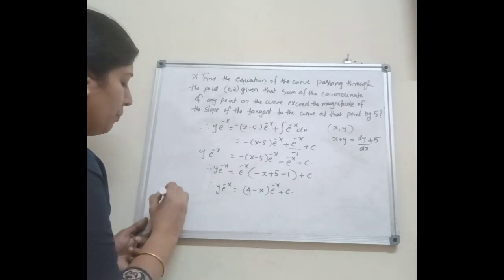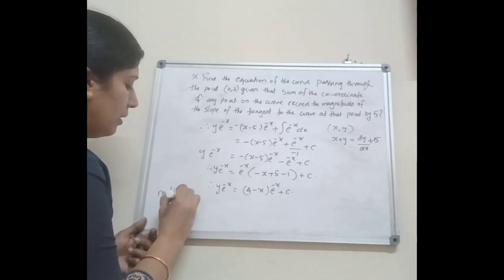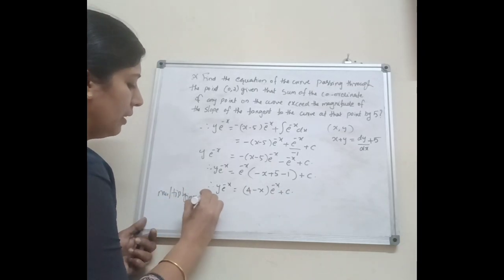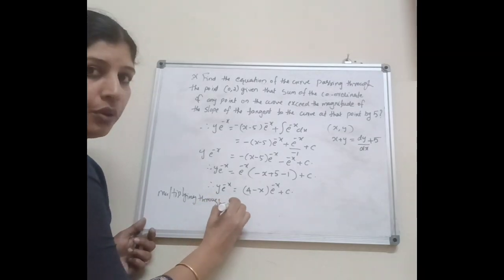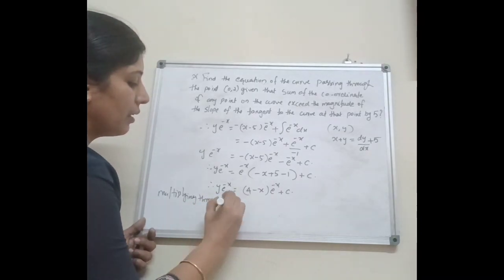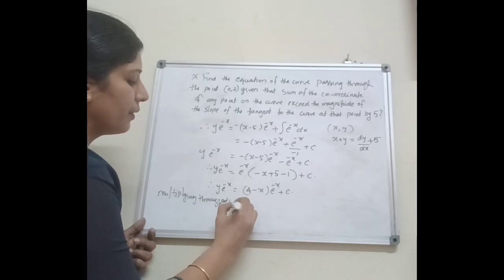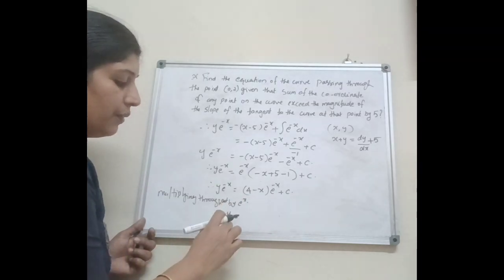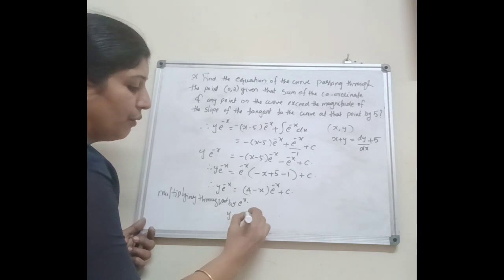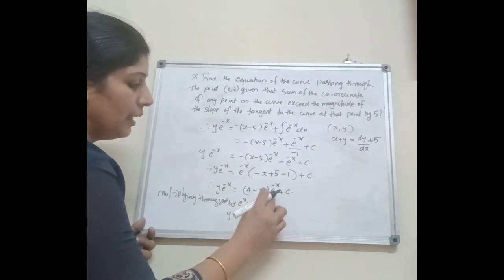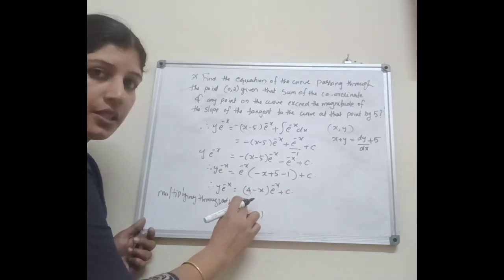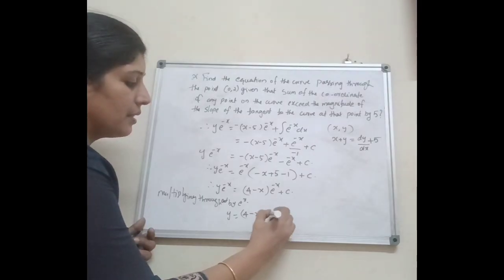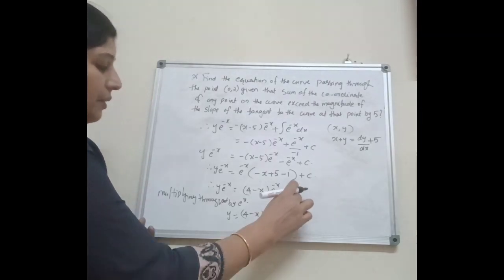Next, multiplying throughout by e raised to x, that is y equal to, here e raised to minus x into e raised to x, that is e raised to 0. Therefore y equal to 4 minus x into, here e raised to minus x into e raised to x, that is e raised to 0, the value will be 1, plus c into e raised to x.